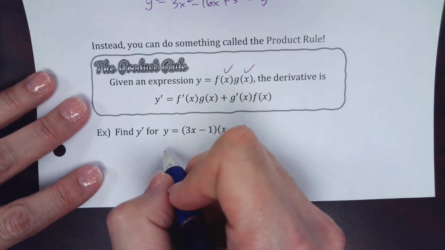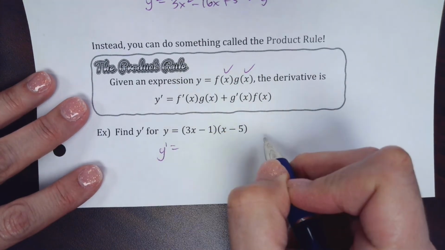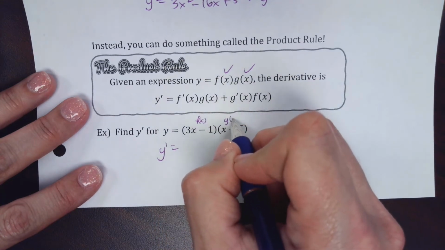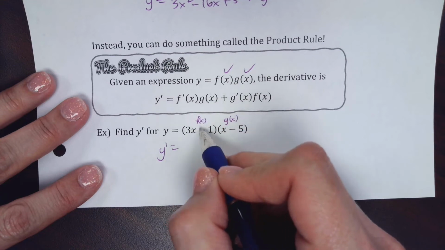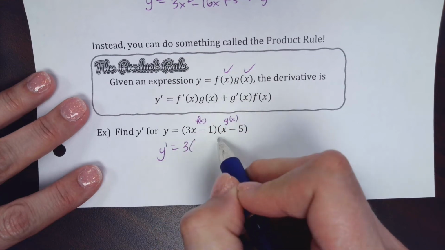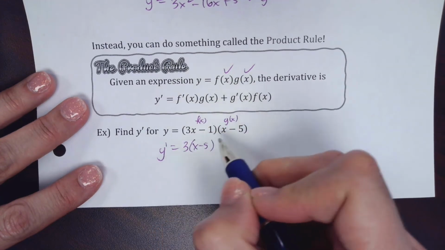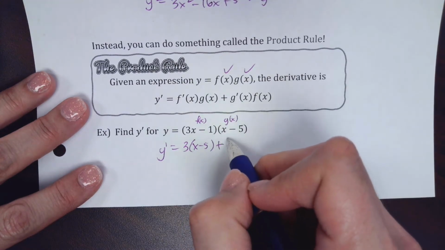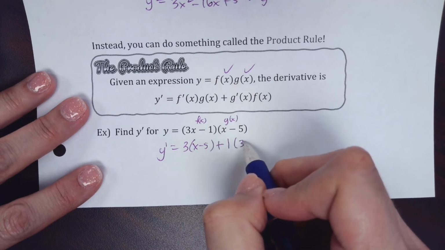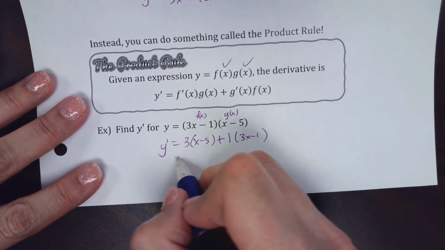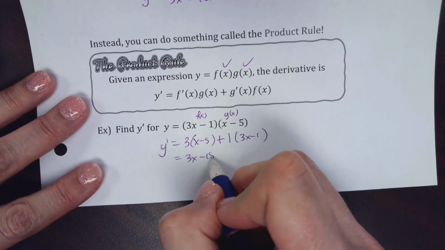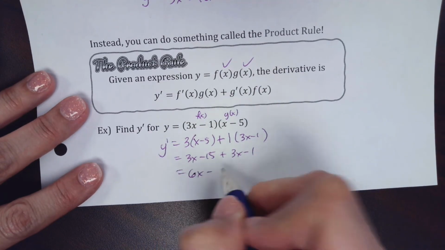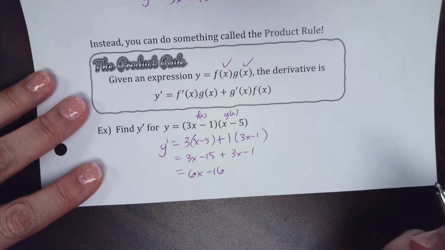So watch what happens. I wouldn't have to multiply this out. This is my f of x, and this is my g of x. So the derivative of f of x is 3. I write this back. Plus, now the derivative of g of x, so g prime of x is 1. Then I write that one back again. So with a little bit of simplifying, 3x minus 15 plus 3x minus 1, and look what I get, 6x minus 16, just like we got before.